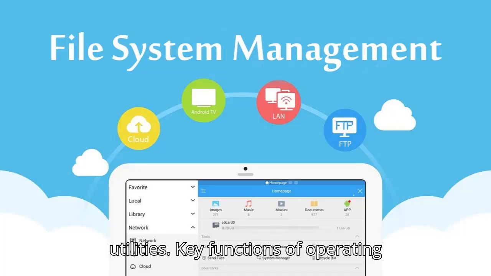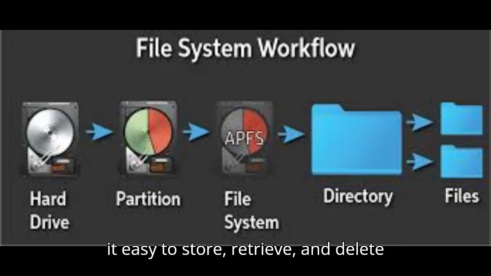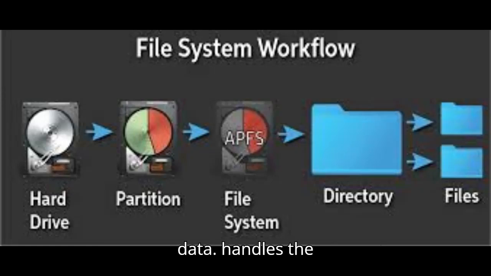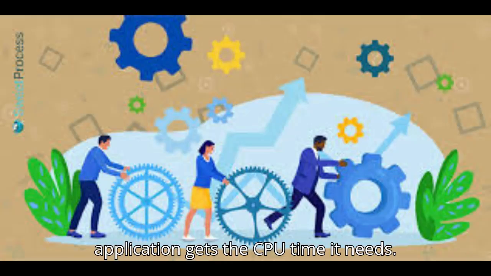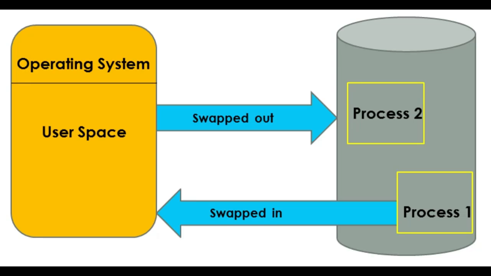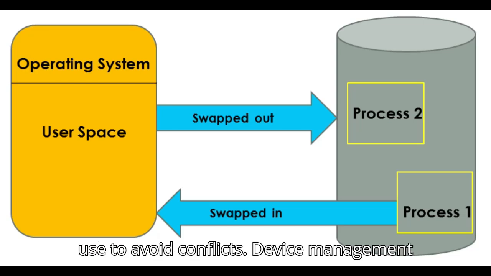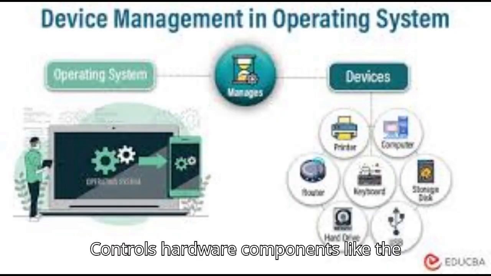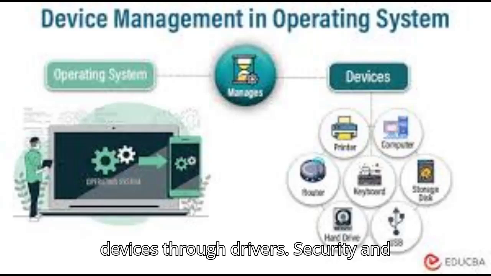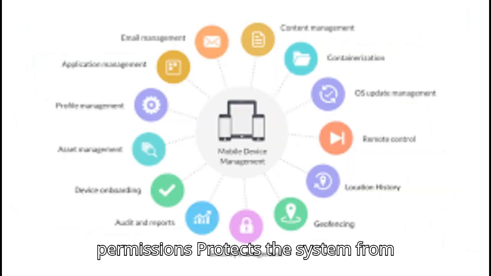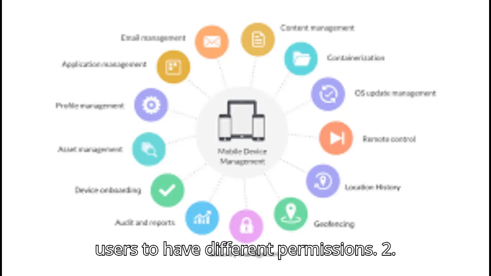Key functions of operating systems. File management: organizes files on the hard drive, making it easy to store, retrieve, and delete data. Process management: handles the execution of programs, ensuring that each application gets the CPU time it needs. Memory management: allocates memory to different applications and manages its use to avoid conflicts. Device management: controls hardware components like the keyboard, mouse, printer, and storage devices through drivers. Security and permissions: protects the system from unauthorized access and allows different users to have different permissions.